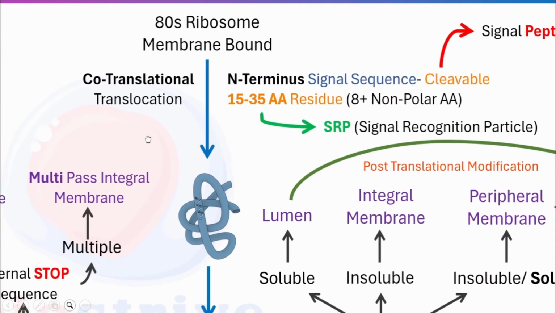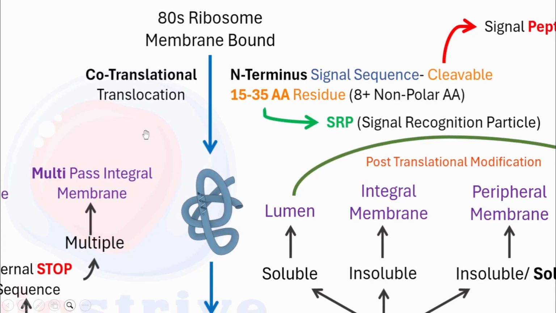And such ribosomes, which will be membrane bound, will start synthesizing a peptide, a protein, which is having a specific signal sequence at N terminus. This specific signal sequence is 15 to 35 amino acids long, and these are hydrophobic amino acids, so we can call this sequence as N terminus hydrophobic stretch. This N terminus hydrophobic stretch is being recognized by this SRP, which is signal recognition particle. This SRP is a ribonucleoprotein present in cytoplasm.